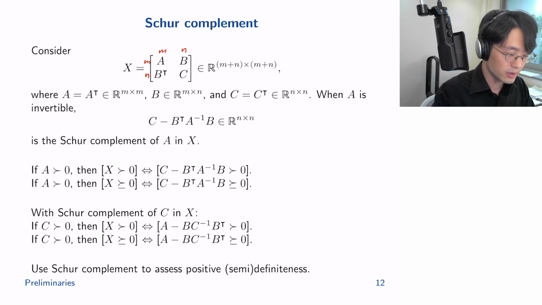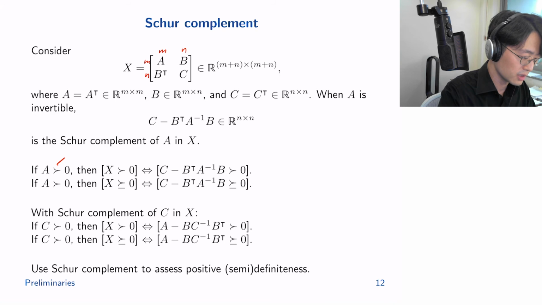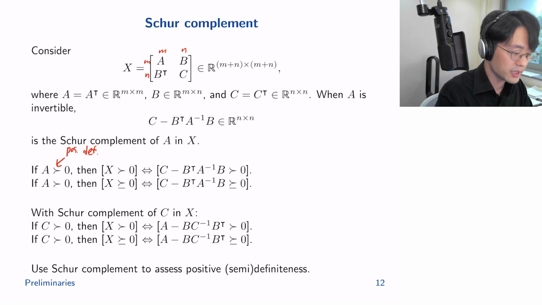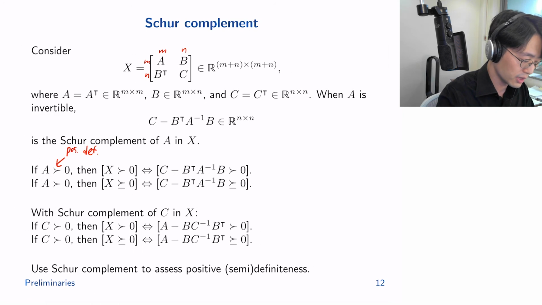When the matrix A is invertible, we form the matrix C minus B transpose A inverse B, which is well defined when A inverse exists, and this is an n by n matrix. This is referred to as the Schur complement of A in X. Now, when the top left block A is positive definite, where this strictly bigger symbol is used to denote positive definite, then the block matrix X being positive definite is equivalent to the Schur complement of A in X being positive definite. And when A is positive definite, X being positive semi-definite, using this bigger than or equal symbol, is equivalent to the Schur complement being positive semi-definite.